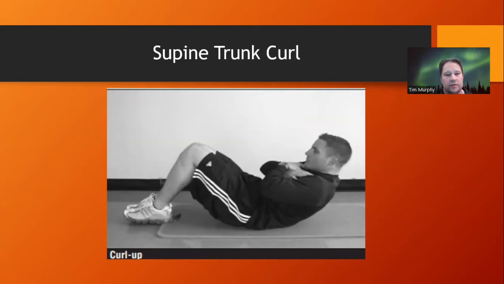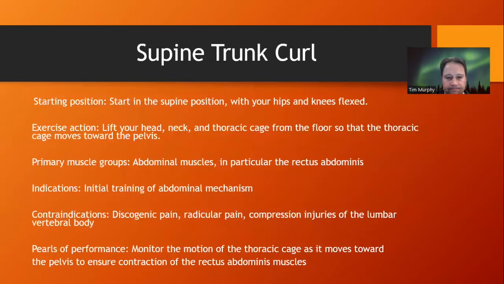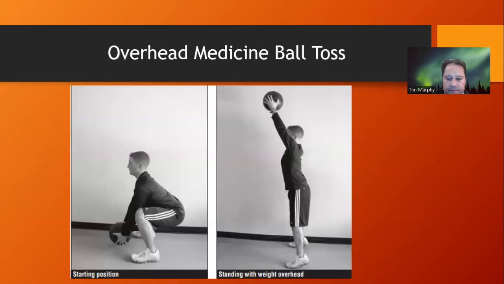Next is the supine trunk curl or curl up as viewed here. The starting position: start in the supine position with your hips and knees flexed. The exercise action is lift your head, neck, and thoracic cage from the floor so that the thoracic cage moves toward the pelvis. The primary muscle groups are the abdominal muscles, in particular, the rectus abdominis.